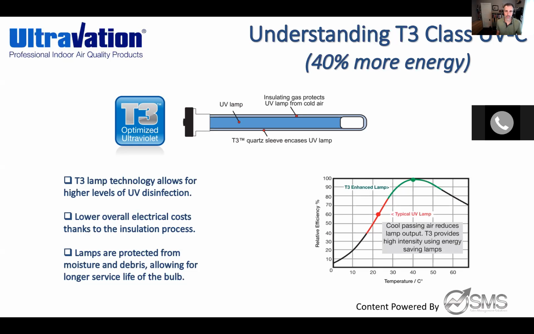So that's why we call it a 9,000 hour lamp. But at the end of that year, if you're still trying to get maximum disinfection rates, you should be doing a PM cycle annually and changing that bulb out. That being said, then we have our T3.